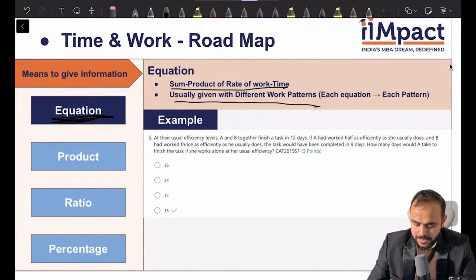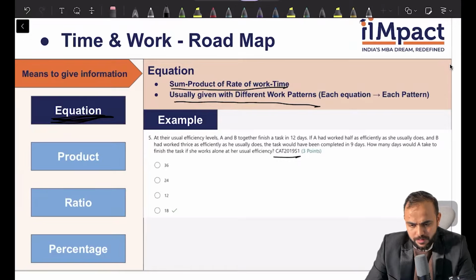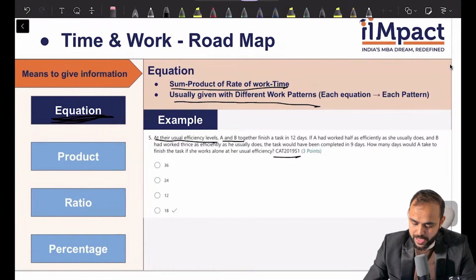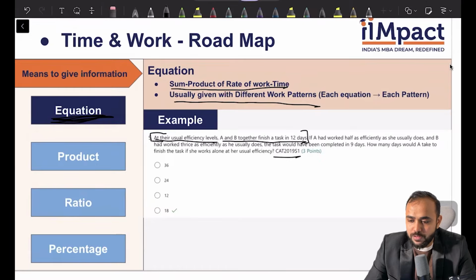So if we look at this example from CAT 2019 slot 1, which was my slot, at their usual efficiency levels, A and B together finish a task in 12 days. Do you see how this is an equation example? They have given you this information that A and B can together finish a task in 12 days. This is an equation. Some of the things that you would probably write from here is that rate of doing work of A plus rate of doing work of B is equal to 1 by 12. This is one of the things that you could probably write.